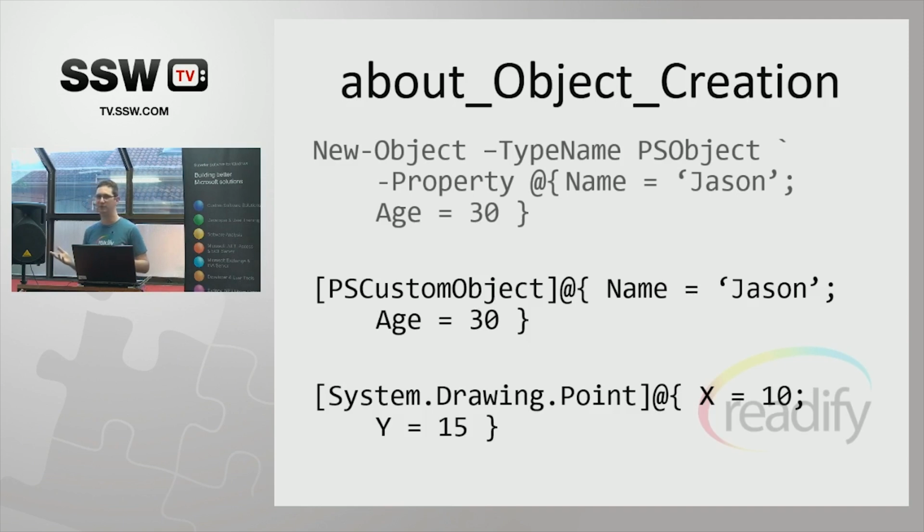So you can just have a hash table, and then in this case, I'm casting it to the System.Drawing.Point. It just creates a new point, and then goes to the property setters and just sets all those properties for you.